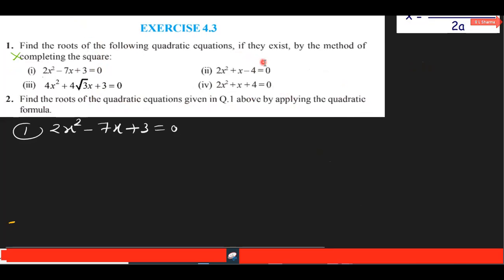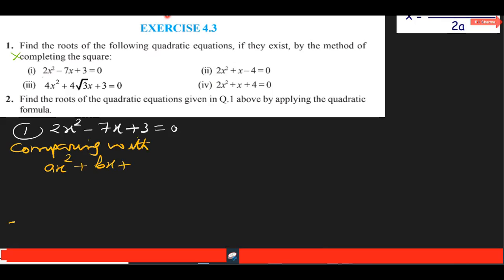It is also written, if they exist. अगर roots exist करेंगे, root exist means if real root exists, yes, then only we have to find out the roots, otherwise not. So it means we have to determine the nature of roots first. So comparing with the standard form, that is ax square plus bx plus c is equal to 0.